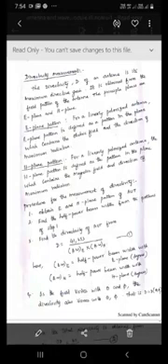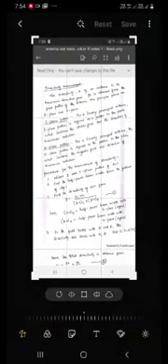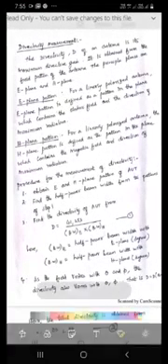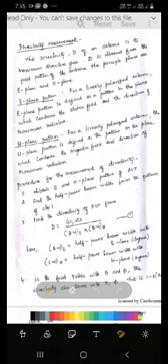Students, in this session we are going to see how to measure the directivity of an antenna. The directivity of an antenna is actually measured from the measurement of the radiation pattern. We have seen already in the last session how to measure the radiation pattern of an antenna.